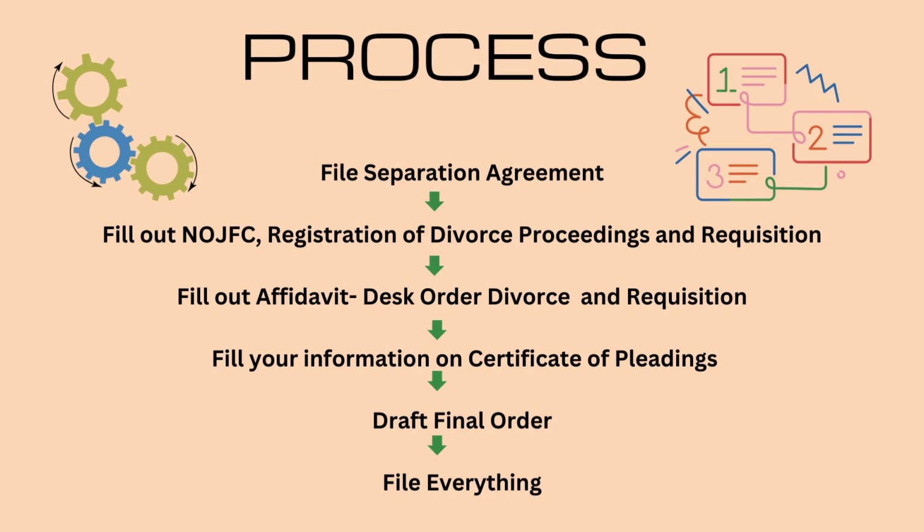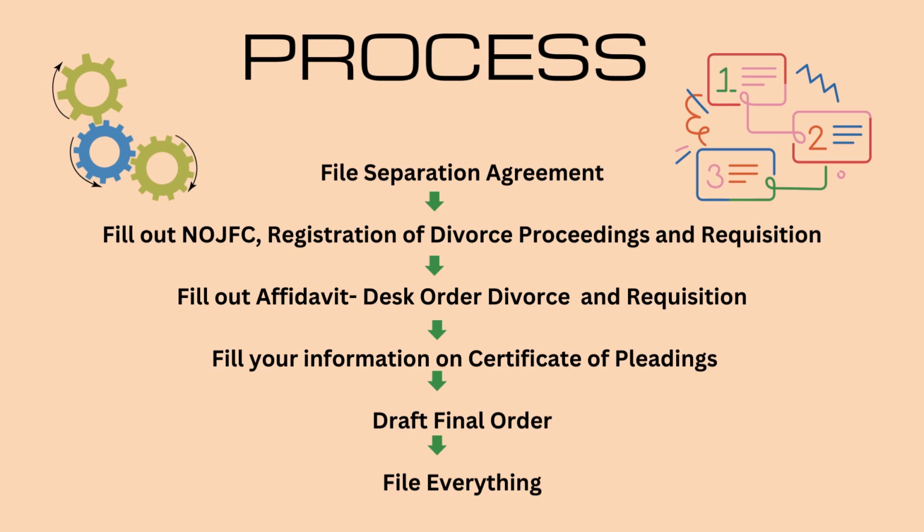Next up, you will fill out a notice of joint family claim and a requisition form, and then you will go online and register for divorce proceedings using an online form. Then you will file all these forms at the same Supreme Court registry where you submitted your separation agreement. Now on to the next steps.